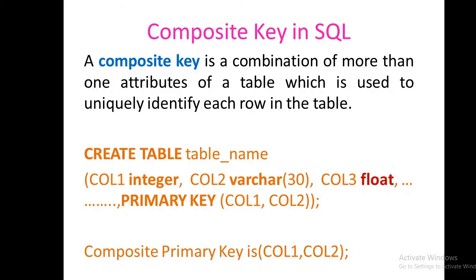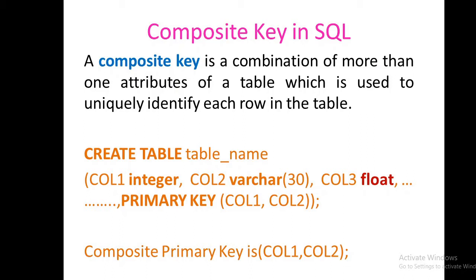Hello everyone. In this video, we will learn what is meant by a composite key in SQL. Sometimes for a table, having a single column as a primary key is not sufficient to identify a unique row of a table. In such a case, instead of having just a primary key, we will have a composite primary key for that table, that is, a combination of more than one attribute. We can define a composite key as a combination of more than one attribute of a table which is used to uniquely identify each row in a table.